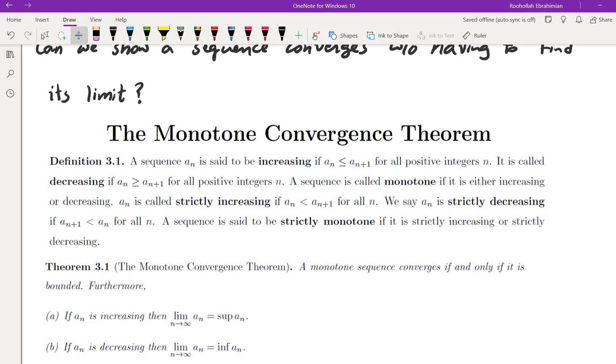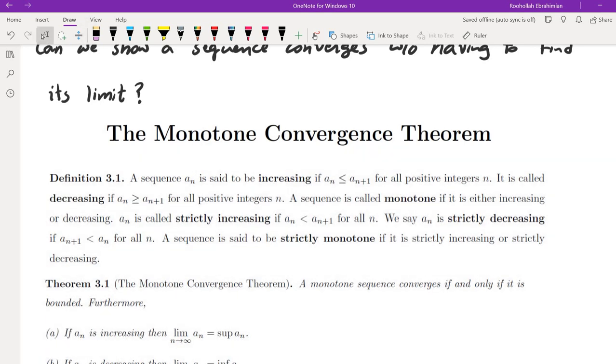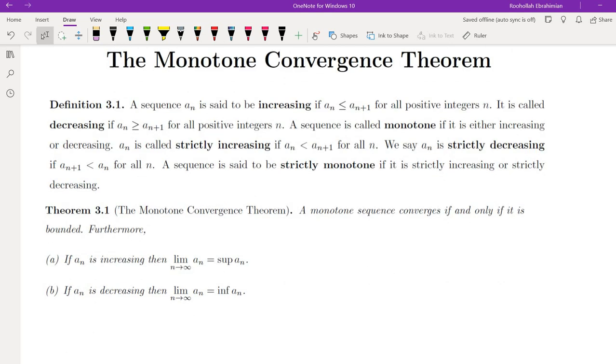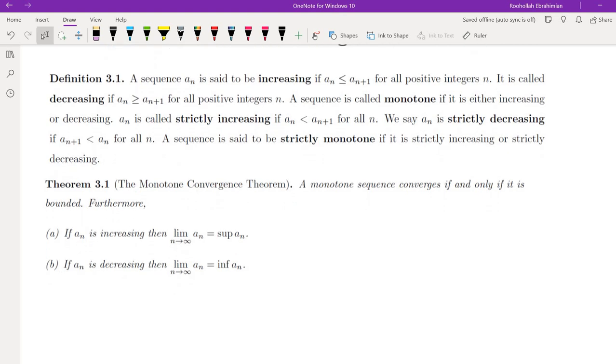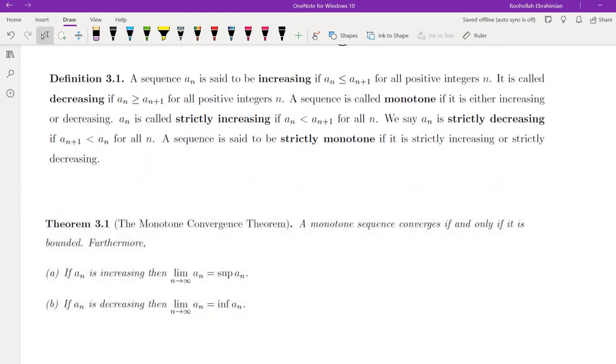In order to be able to state the monotone convergence theorem, we need to know the definition of an increasing and a decreasing sequence. This is something that you have seen, I believe, in pre-calculus. A sequence a_n is called increasing if a_n is less than or equal to a_{n+1}, so every term is less than or equal to the next term, for all positive integers n. It is called decreasing if every term is greater than or equal to the next term. We say it is monotone if it is either increasing or decreasing.